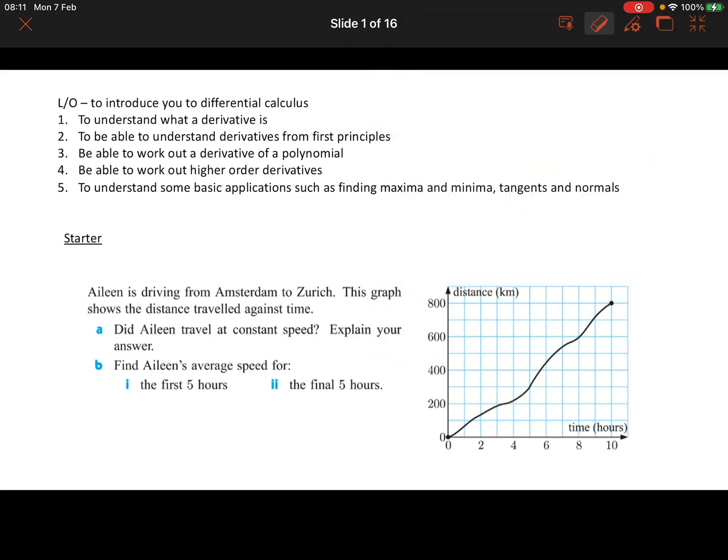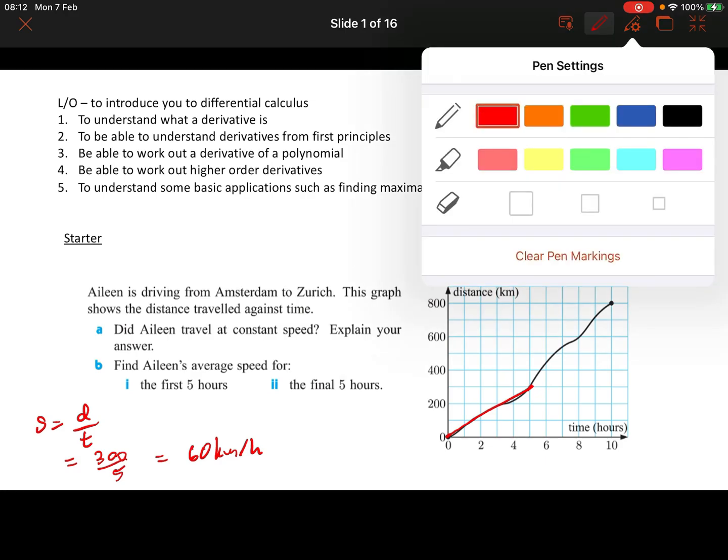So all we want to do is find Eileen's average speed for the first 5 hours. That's easy. You go to this point here and you start from 0, 0. For that 5 hours you connect a straight line, and that will tell us the average speed. Speed equals distance over time. So the distance travelled is 300 over the time, 5 hours, so it's 60 kilometers per hour. It's almost like drawing a chord between the 2 points.